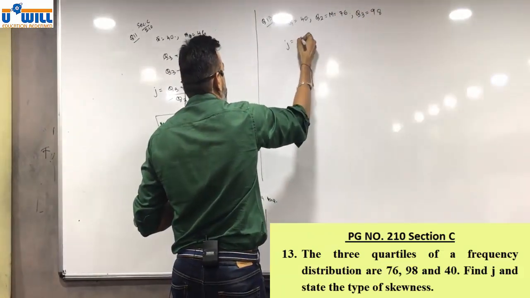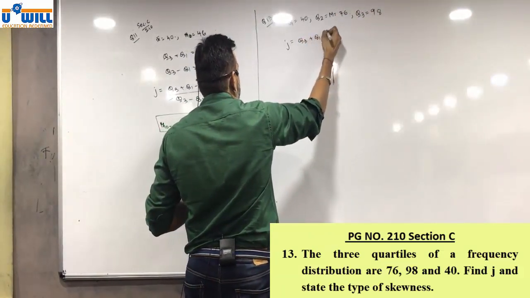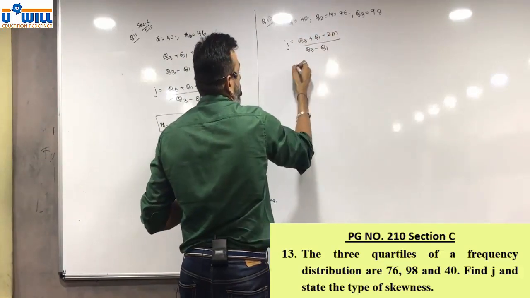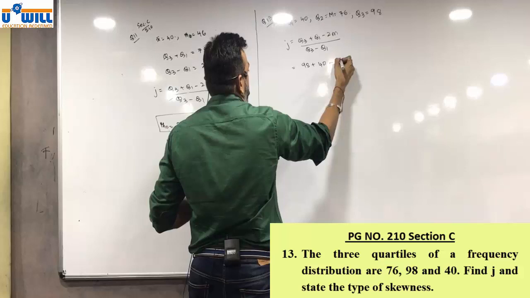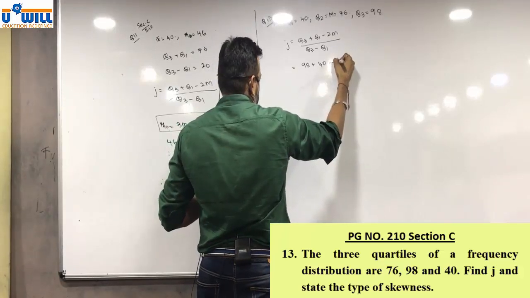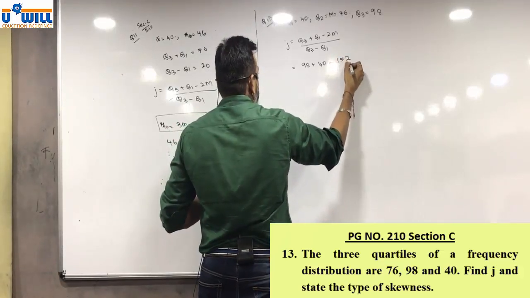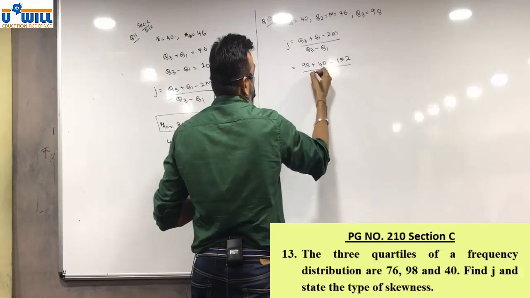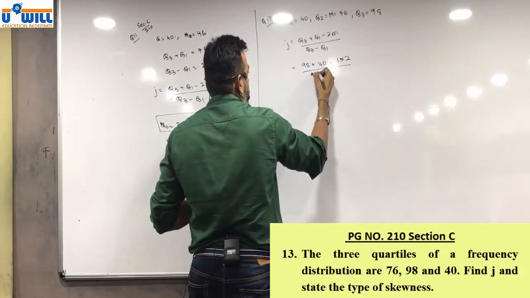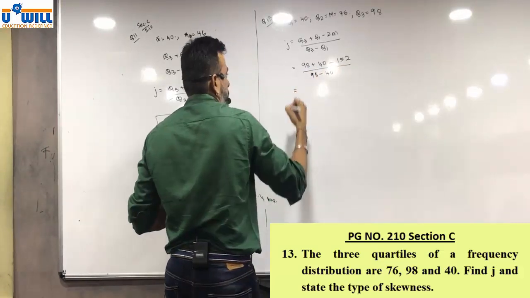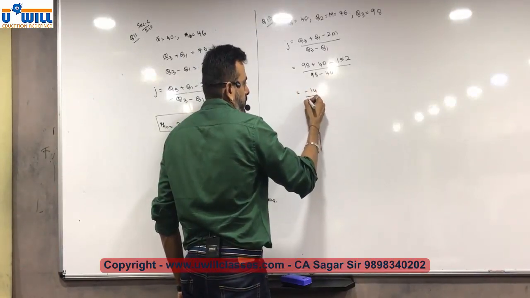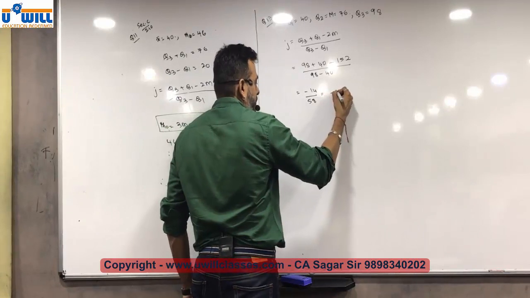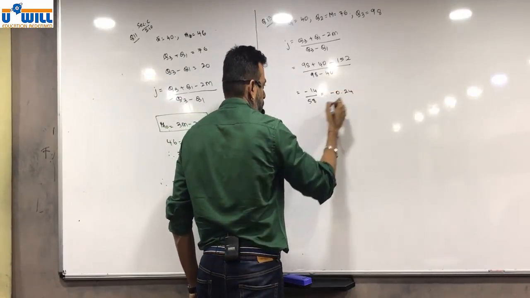98. J is equal to Q3 plus Q1 minus 2 Q2 is equal to 98 plus 40 minus 152 upon 98 minus 40 is equal to minus 14 upon 58, minus 0.24.